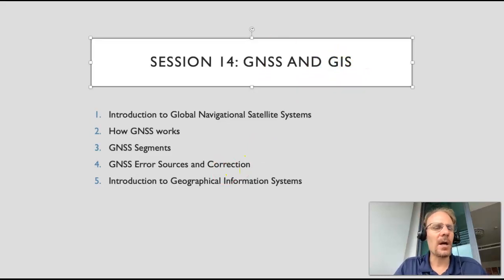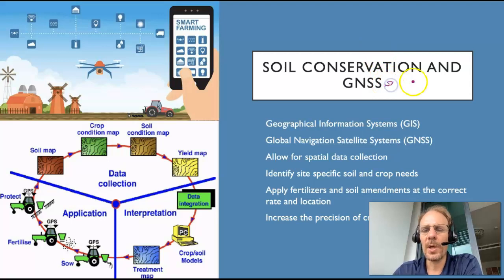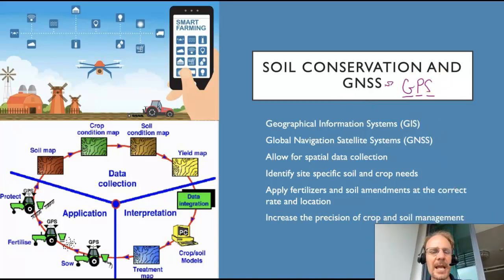Okay, with that, let's first talk about why in a soil conservation and management class we would talk about global navigational satellite systems, also known to a lot of the world as GPS. Let me write that on here. A lot of people will refer to a GNSS, a Global Navigation Satellite System, as a GPS, and that's because that is the American, the USA version of a GNSS, and it was the first released and the first commonly used throughout the world. So a lot of us know that system as GPS, but it's the same thing.